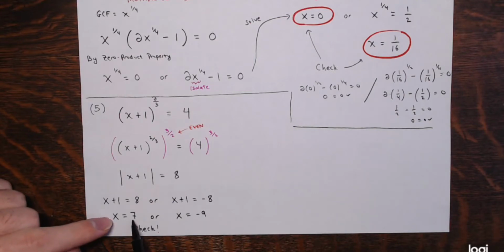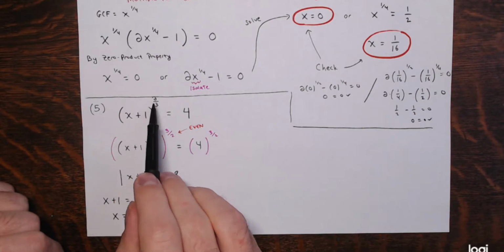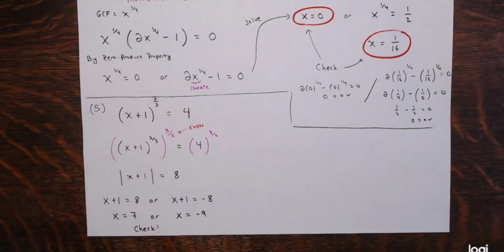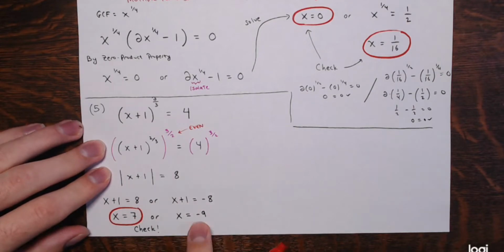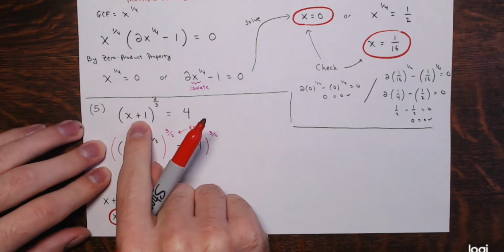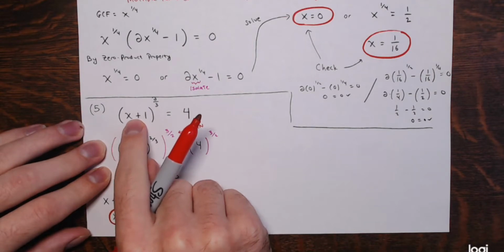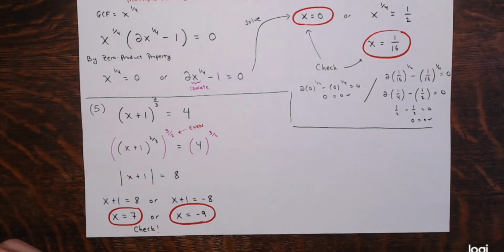When I plug in 7, 7 plus 1 is 8. And 8 to the 2/3, right, would be the cube root of 8, which is 2, squared is 4. You would get 4 equals 4. So 7 works. Plugging in negative 9, right? Negative 9 plus 1 is negative 8. Negative 8 to the 2/3, right? You're taking the cube root of negative 8, which is negative 2, but then squaring it, which would be positive 4. This also works. So yet another equation with two real solutions, positive 7 and negative 9.